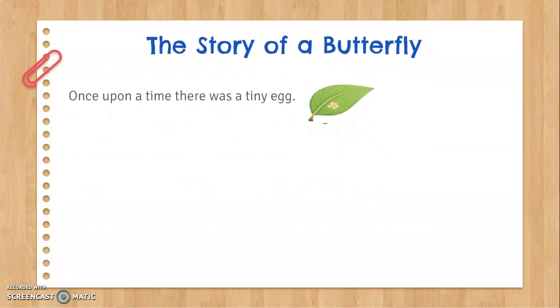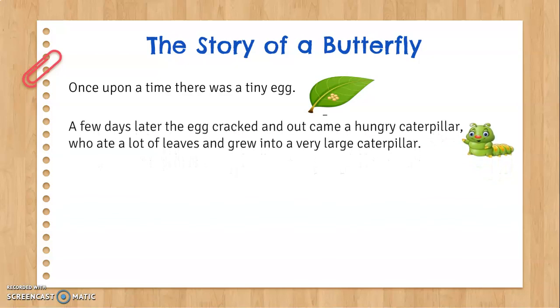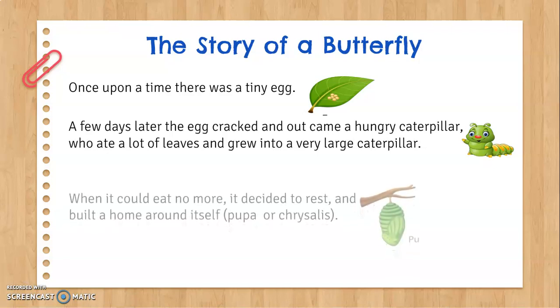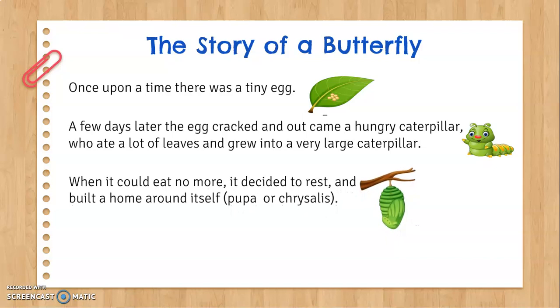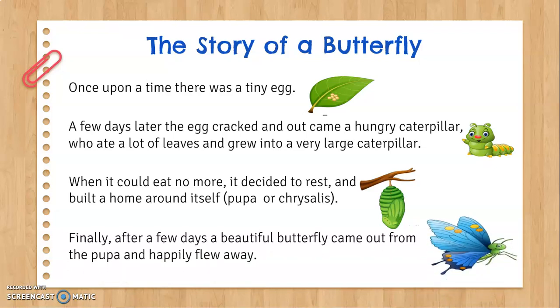Once upon a time, there was a tiny egg. A few days later, the egg cracked and out came a hungry caterpillar who ate a lot of leaves and grew into a very large caterpillar. When it could eat no more, it decided to rest and build a home around itself called the pupa. Finally, after a few days, a beautiful butterfly came out from the pupa and flew away happily.